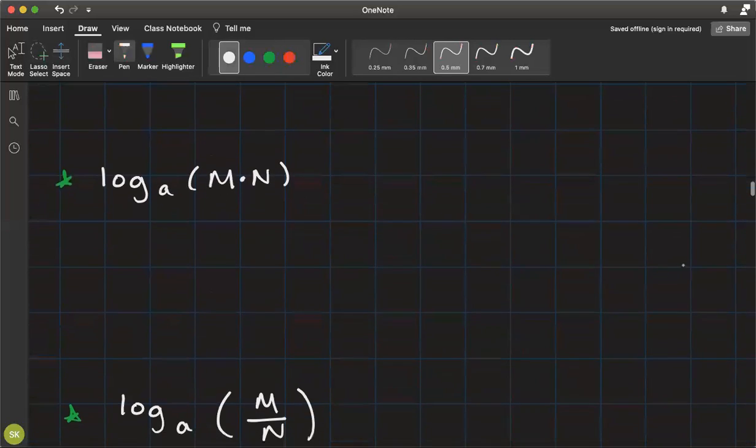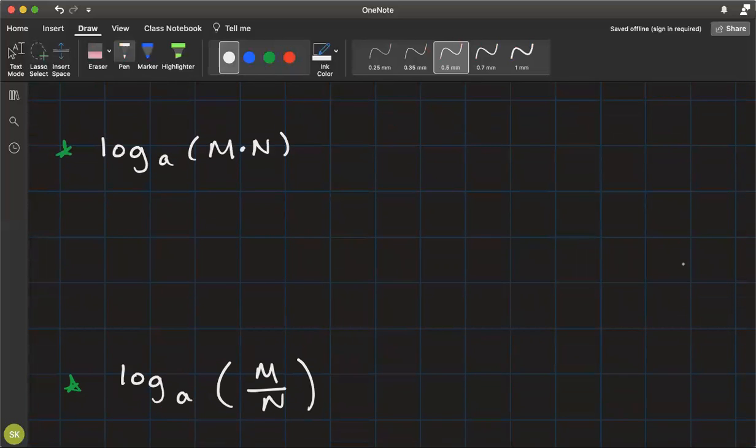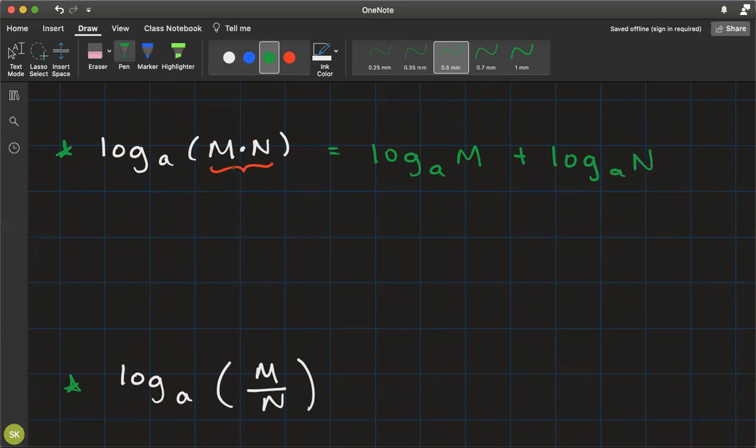These are actually some of my favorite properties. I think they're interesting and they're fun to play with. If you have multiplication inside a logarithm, so you have log base A of M times N, with M and N inside the log, this is equal to log base A of M plus log base A of N. So multiplication on the inside of a logarithm becomes addition on the outside.